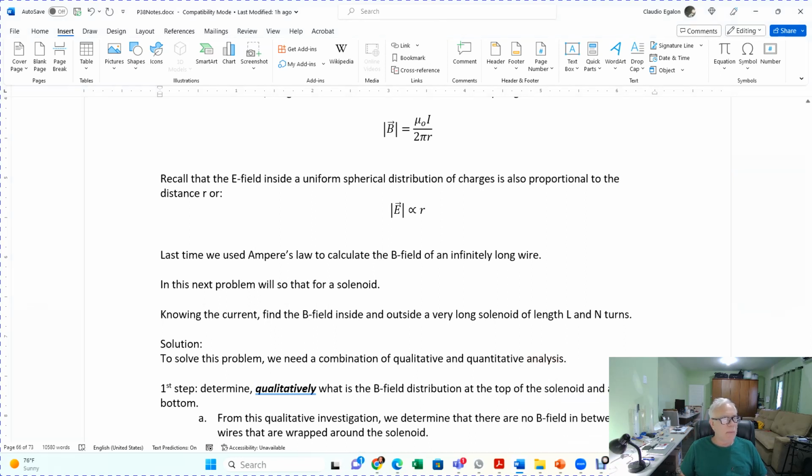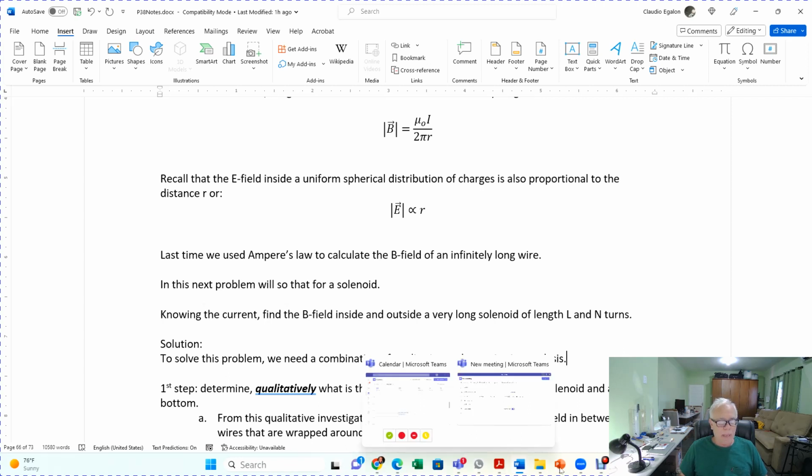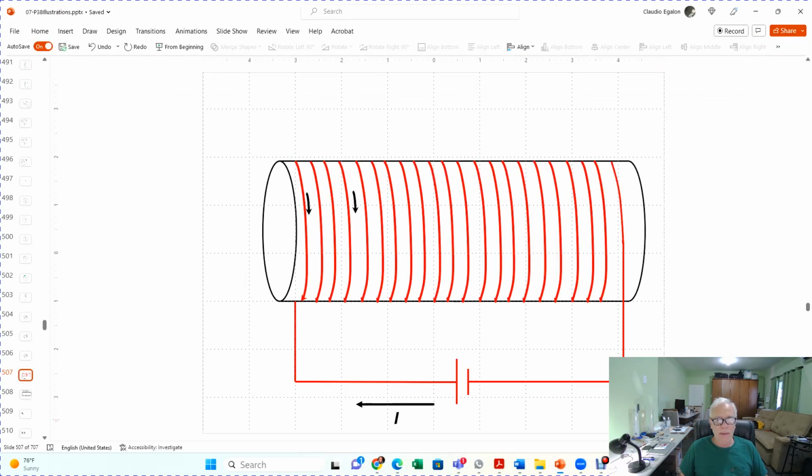The first step, we determine qualitatively what's the B field distribution at the top of the solenoid and then at the bottom. Okay? And I'm going to walk you through this qualitative. So here you go. How do we do that? Here's the direction of the current, right? We're going to find out what's going to be the magnetic field here at the top of the solenoid. And I'm going to illustrate the current flowing at the top like that.